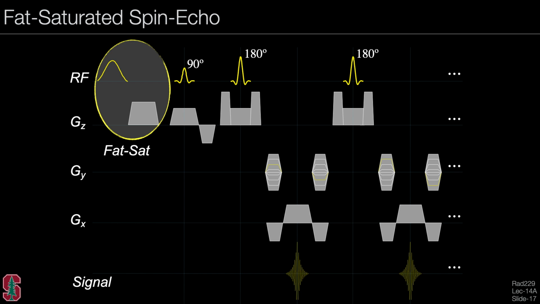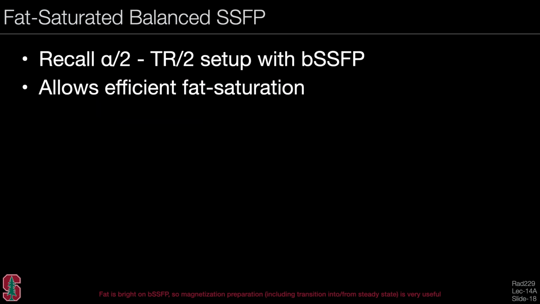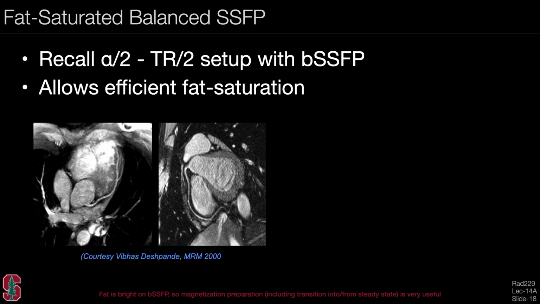Now we can also add fat suppression to gradient echo sequences, and the most challenging of these is balanced SSFP. If you recall, with balanced SSFP, we can start the sequence by using this alpha over 2, TR over 2 setup, where we tip the magnetization by half the pulse, and then the steady state will oscillate back and forth by this flip angle alpha. And this actually allows us to do quite efficient fat saturation. So this is one example.